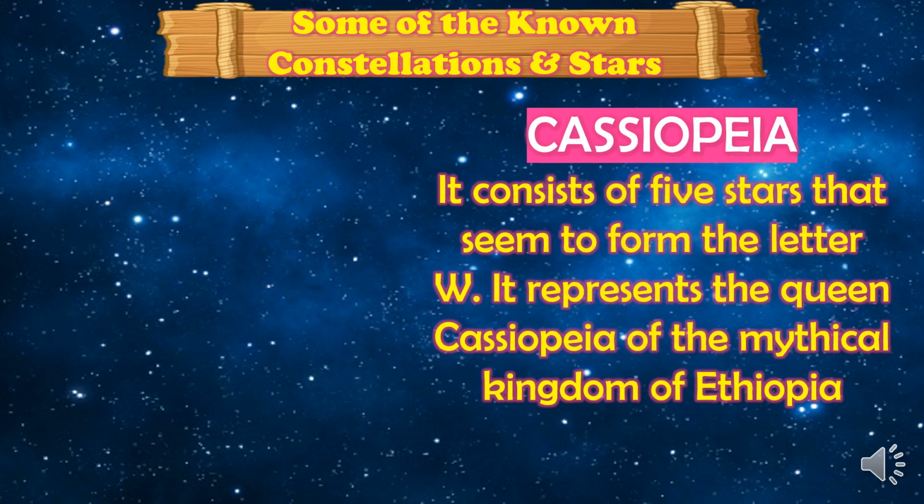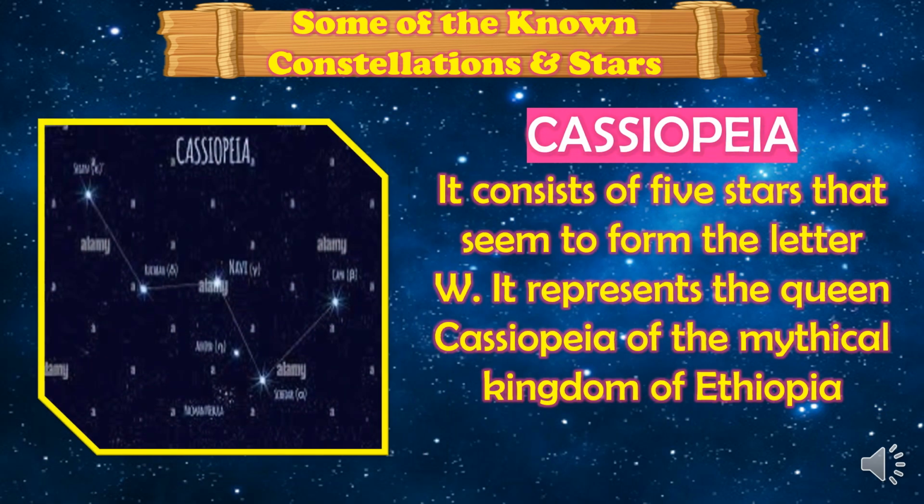Next, we have the Cassiopeia. It consists of 5 stars that seem to form the letter W. It represents the Queen Cassiopeia of the mythical kingdom of Ethiopia.